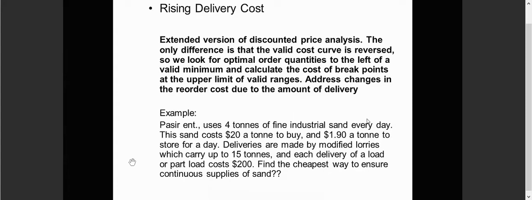So, for example, here, Pasir Enterprise uses 4 tons of fine industrial sand every day, and this sand costs 20 ringgit a ton to buy and 1 ringgit 90 cent a ton to store for a day. Deliveries are made by modified lorries which carry up to 15 tons, and each delivery of a load or part load costs 200. We need to find the cheapest way to ensure continuous supply of sand.